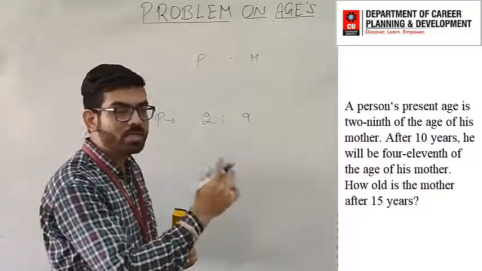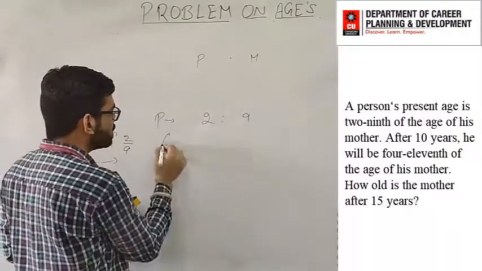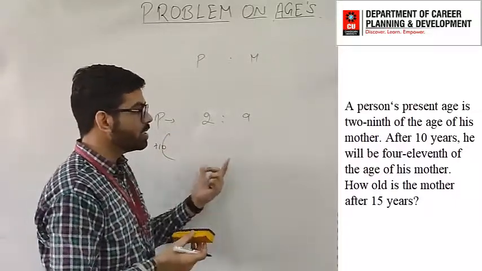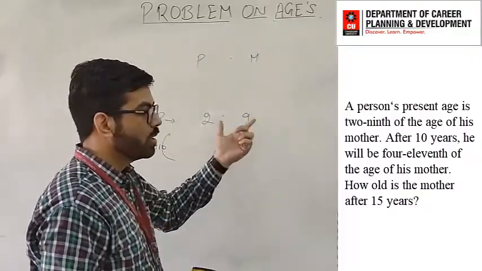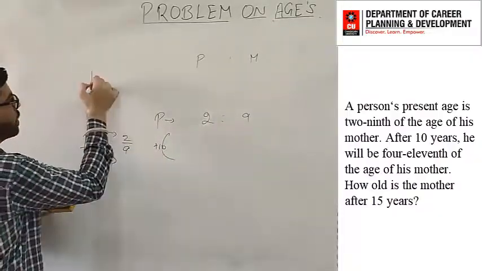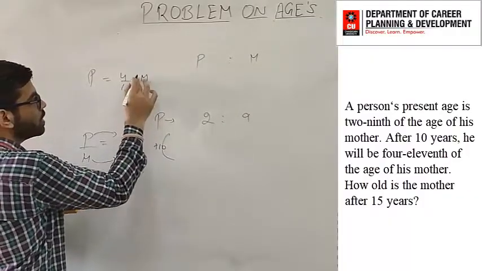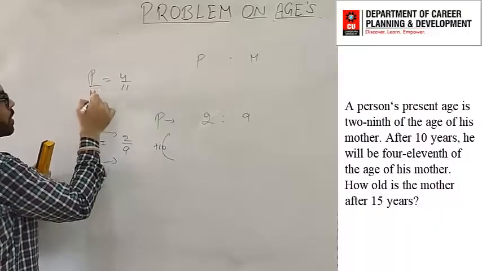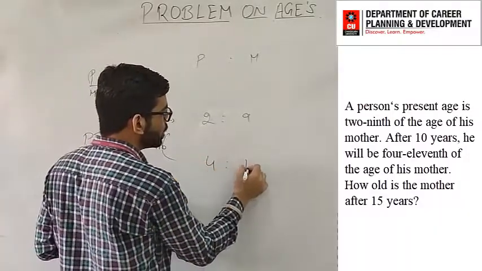In the same way, the second statement is given. The second statement is after 10 years. After 10 years means plus 10 years to present. The ratio of the person and the mother is 4/11. Again, the person is 4/11 of his mother. So when we move to the ratios, mother will go here. That means person by mother, the ratio comes out to be 4/11.